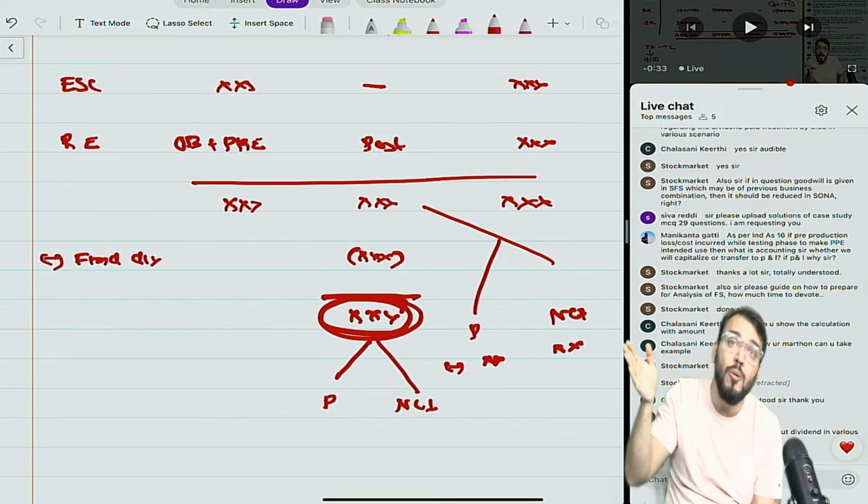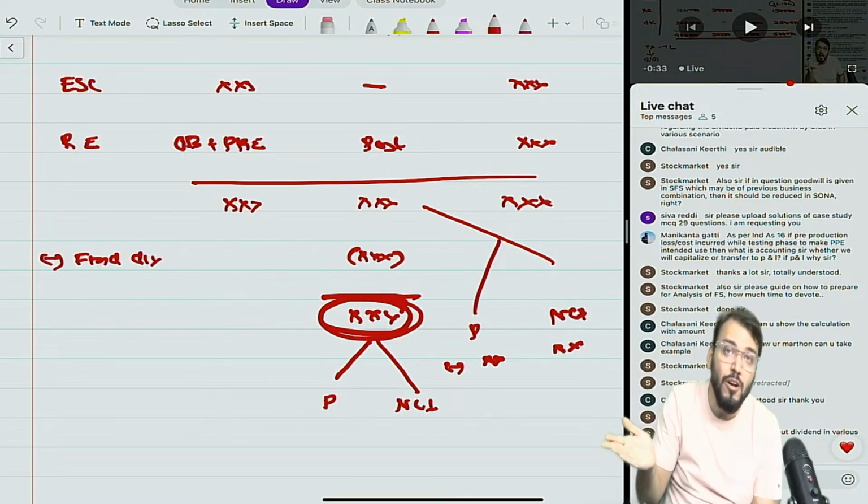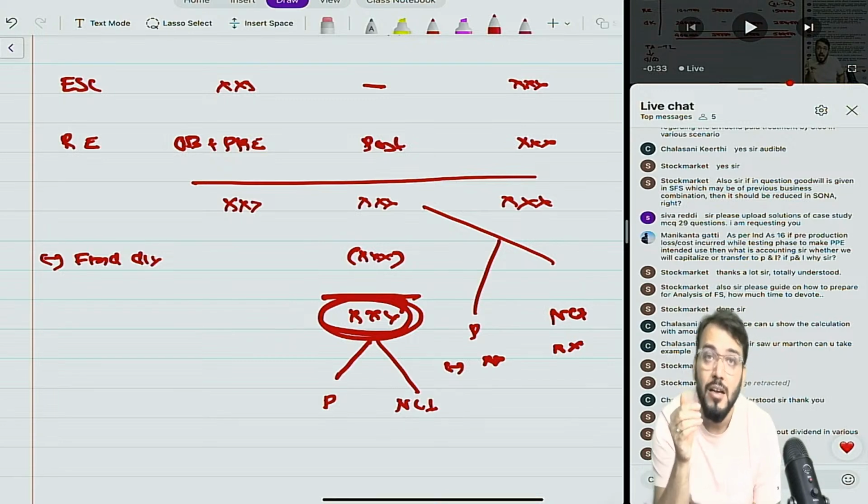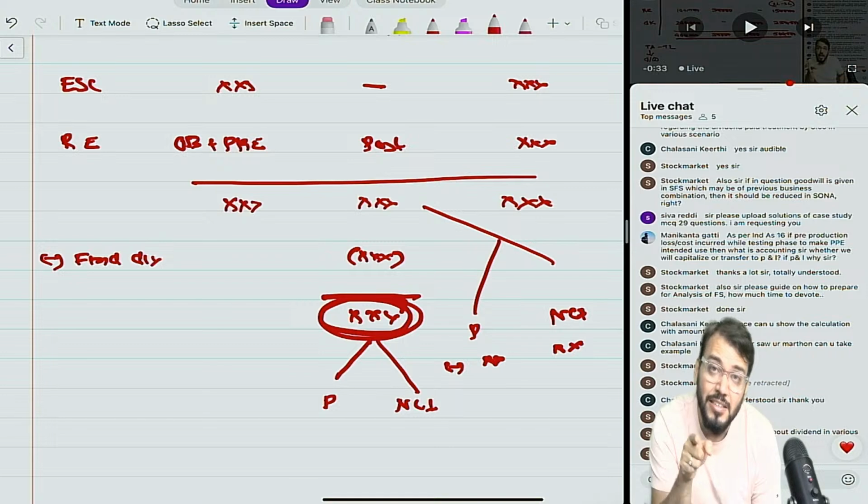That becomes your pre-operative cost. The pre-operating cost will not be capitalized. Understood? Are you able to understand? So if you are testing your plant and machinery, that will be capitalized. Understood this point? Manikanta, whether your doubt is over or not.